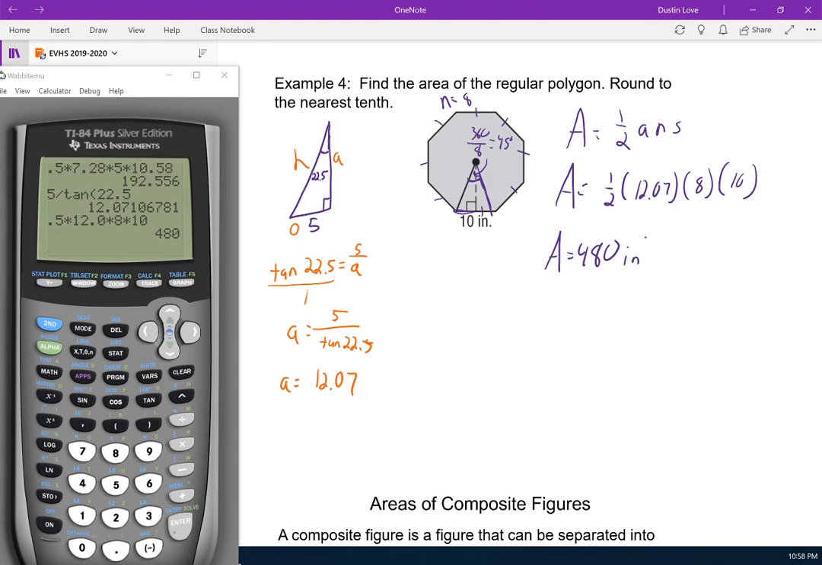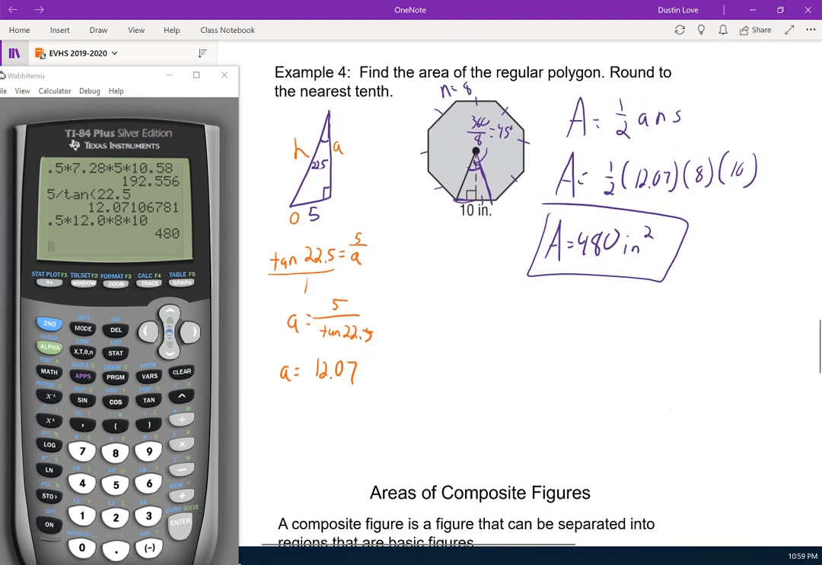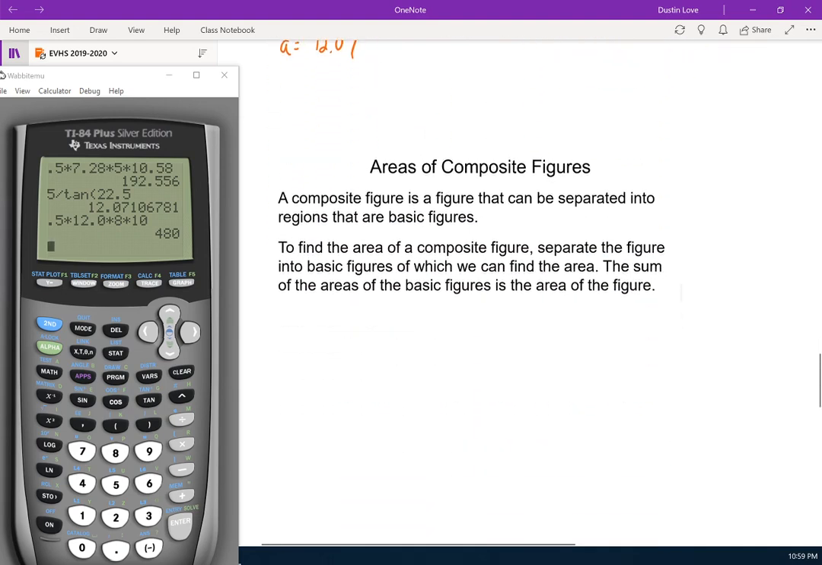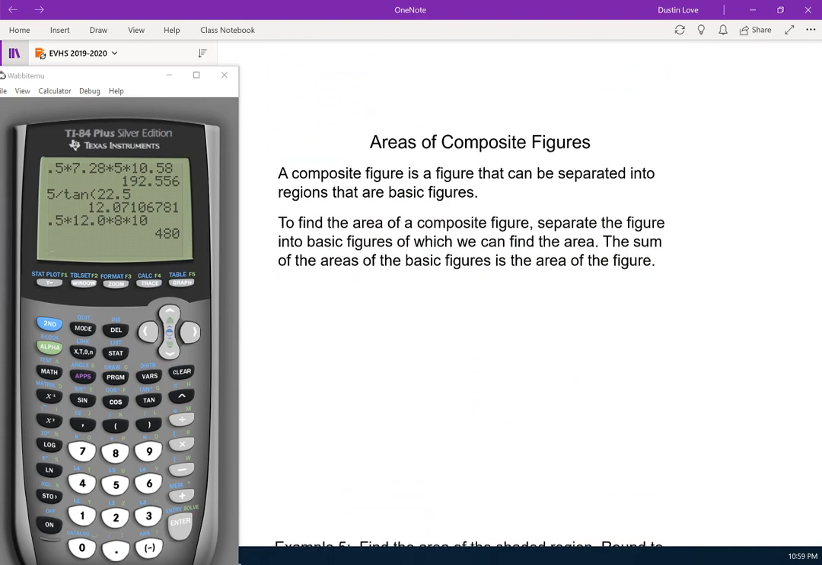And let's get our units on there, inches squared. All right, that is all of the regular polygons we're going to do. We're going to jump over to composite figures. Like I said, we covered this a little bit last time.